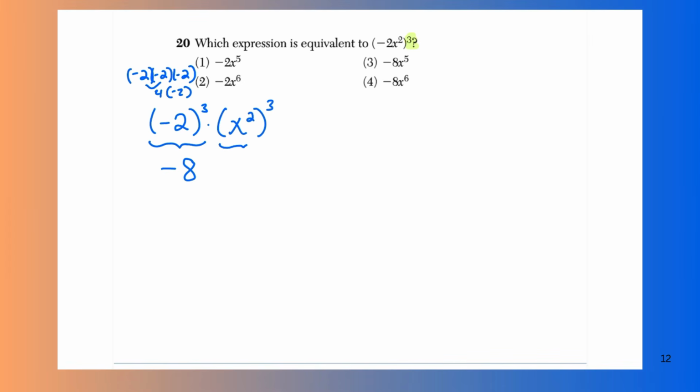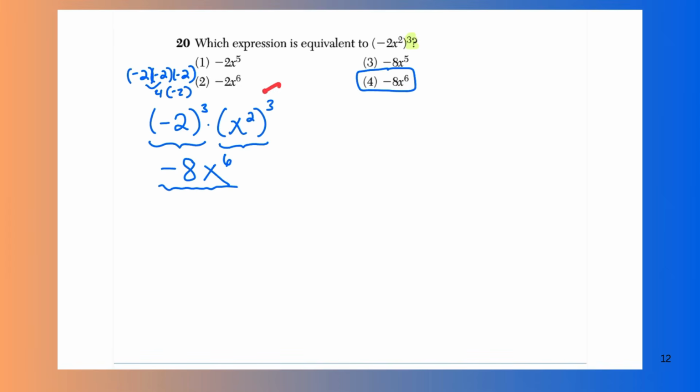Now for the second part, you have to remember your power to power rule, which tells you that when you're raising a power to another power, you multiply the exponents. So my base will remain x, and my exponent will become 6. So the answer here is negative 8x to the 6th power.